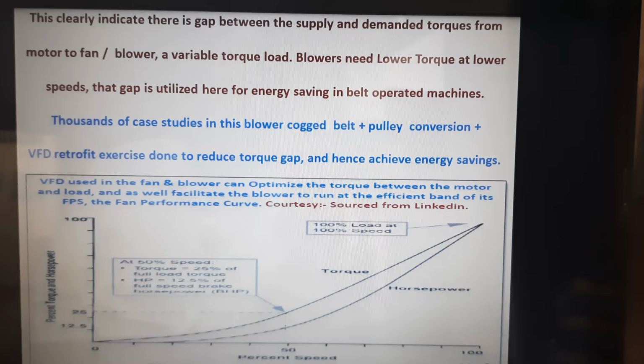And if we are able to reduce the gap between the torque and the speed of the given blower, this is facilitated by retrofitting the VFD to the blower. Ultimately, thousands of case studies have been done in blowers and fans using cogged belt conversion and pulley conversion, resizing and redesigning the pulleys so that the VFD retrofit facilitates the energy savings. At the same time, it is able to maintain the blower RPM, and almost 15 to 20% energy savings is possible. That is instantly happening in thousands of case studies which we have observed for the past 3 or 4 years now as such.